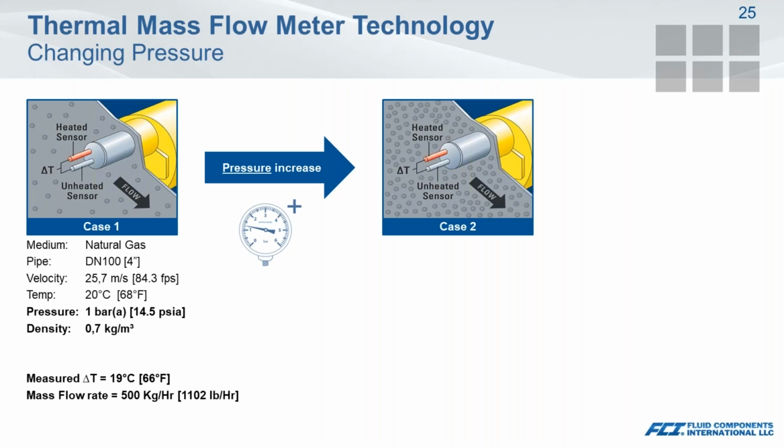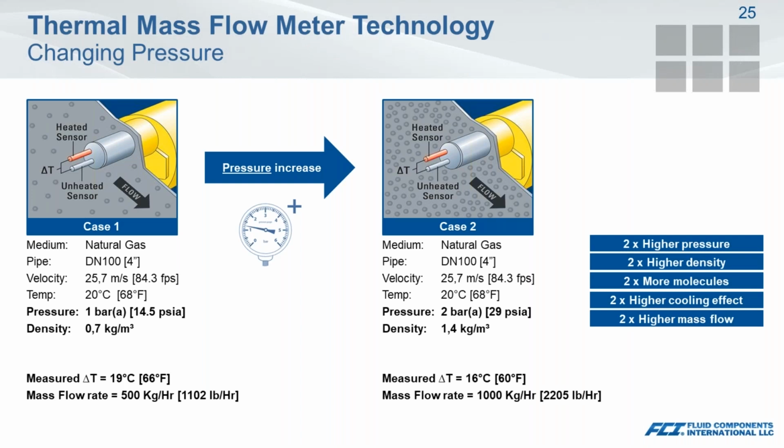Then we're going to increase that line pressure. We're going to have that process condition variation. In this case, we're going to double the pressure in the line from 14.5 to 29. And we're going to see that that actually is a doubling of our mass flow rate. So we're actually 2 times higher in mass flow than we would be if we were just doing a simple volumetric measurement.